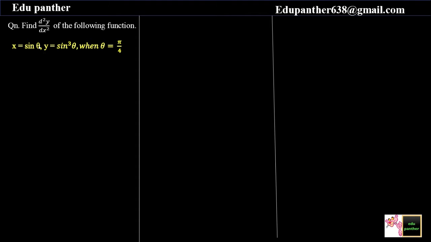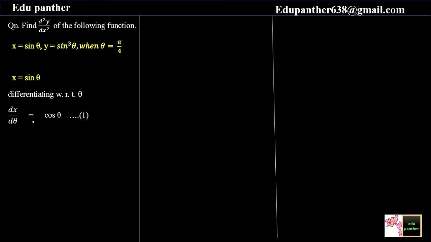Now here x is written in terms of theta, y is written in terms of theta. So that means theta is your parameter here. So what is our first step? First step will calculate first derivative. That means first we'll calculate dy by dx. Then again we'll differentiate it with respect to x. So start with x. X is sine theta. We'll differentiate it with respect to theta. So derivative of x with respect to theta is dx by d theta, and derivative of sine theta is cos theta. So this is our equation number 1.